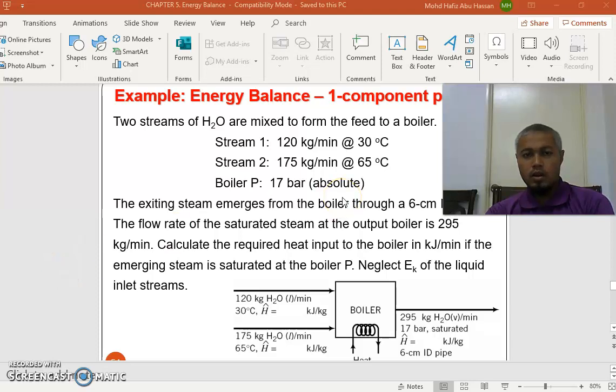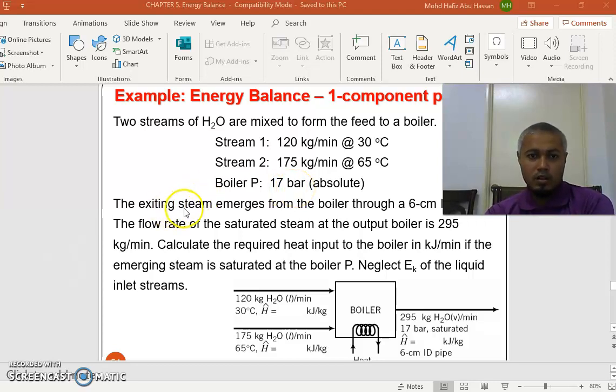Okay, now let's have a look at the example for energy balance for one component process. We have two streams of H2O mixed to form the feed to a boiler. Stream 1, the mass flow rate is 120 kg per minute at 30 degrees C. Stream 2, 175 kg per minute at 65 degrees C. And we have a boiler at 70 bar pressure.